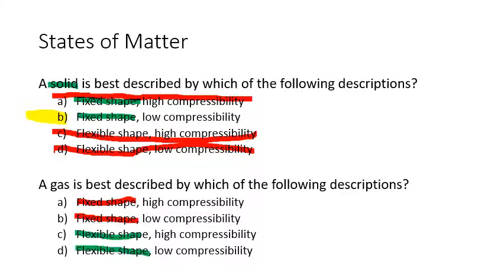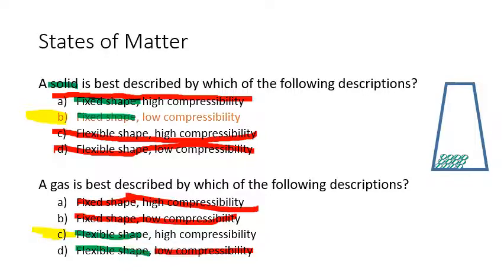So we can rule out those first two answers completely. But now we have to look at, is it compressible or not? And gases, again, have lots and lots of space between their molecules. So gases are highly compressible, which means that our gas is a flexible shape with a high compressibility versus our solid is a fixed shape with a low compressibility. So we've got two different kind of statements. One describes a gas, one describes a solid.